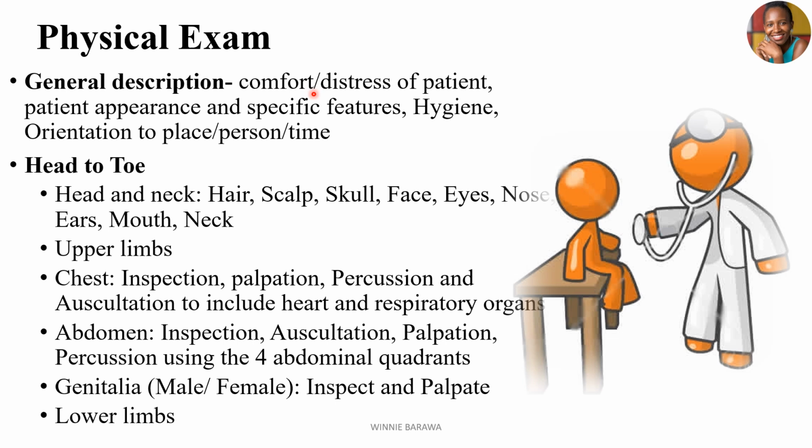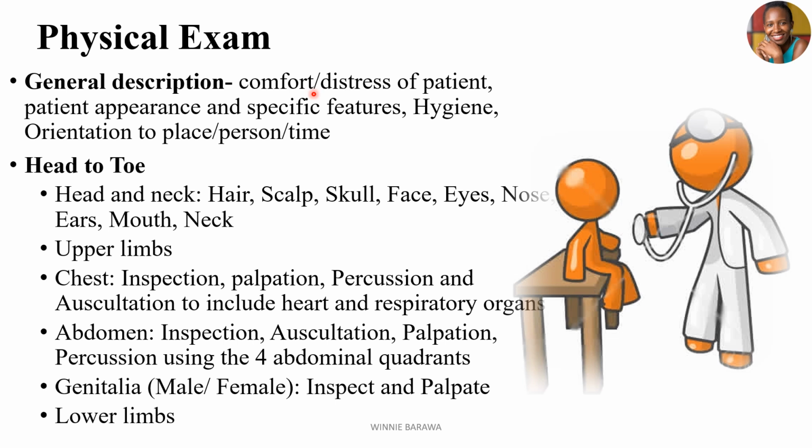You can also look at the hygiene status of the patient. You can generally describe the nutrition status, and then you can look at orientation. Orientation is more about establishing psychiatric status, whether the client is oriented to place, person, and time. So that mostly caters for the general description. It's not normally detailed; it's a brief explanation pertaining to the general survey that you've made on the client.